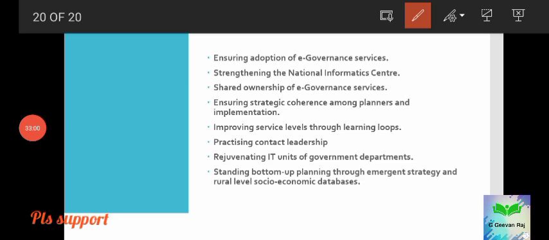Another major way forward is practicing contact leadership. Another major point is rejuvenating the IT units of government departments. So we should also focus on improving the IT units of the various government departments. Standing bottom-up planning through emergent strategy and rural level socio-economic databases. So while implementing the various e-governance initiatives, the implementers should follow a bottom-up strategy, not a top-down approach. That is also a major point to be taken into consideration.